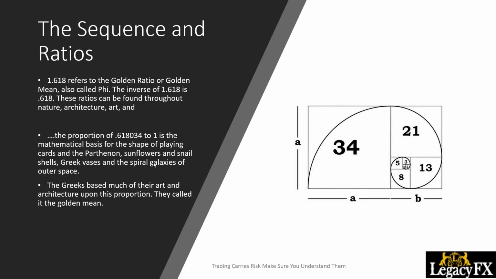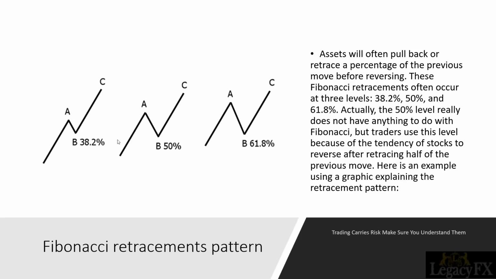So as I mentioned, these ratios can be found throughout nature, architecture, art. The proportion of 0.618 to 1 is a mathematical basis for the shape of playing cards, for the Parthenon, for sunflowers, snail shells. The Greeks based most of their art and architecture on this proportion, and it is called the golden mean.